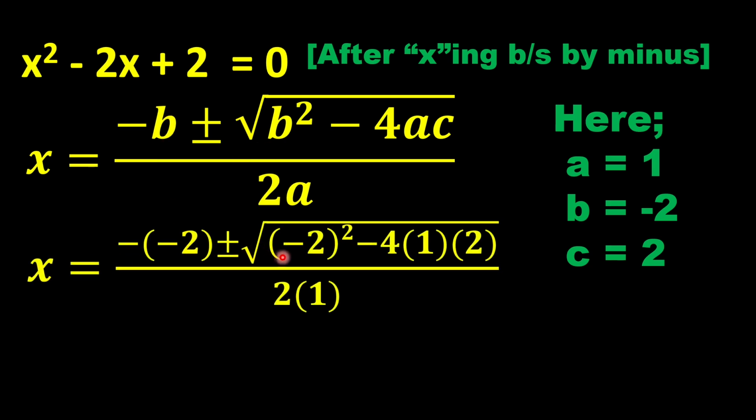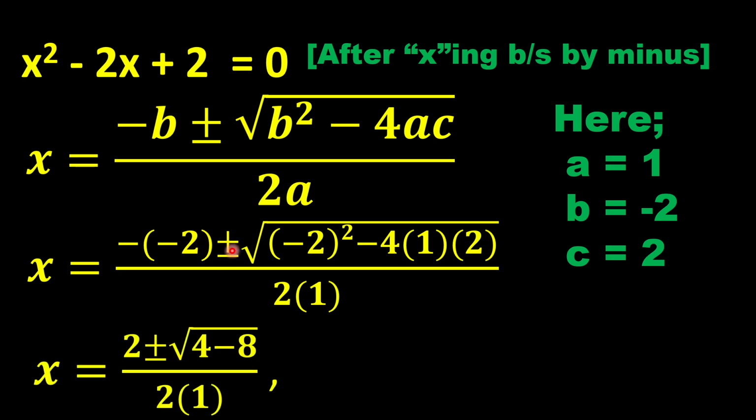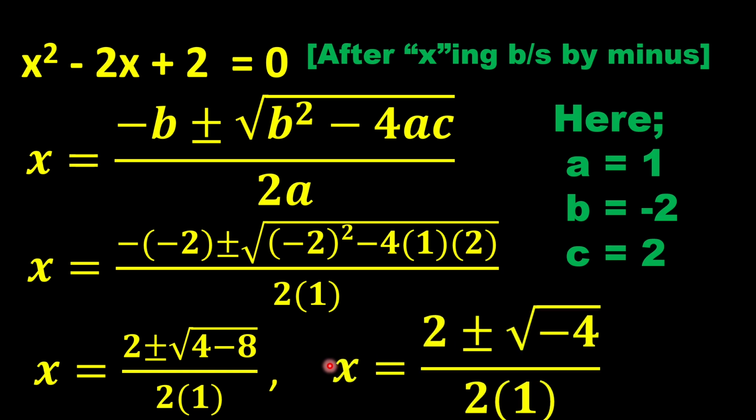So minus of minus 2, and minus 2 square minus 4, a is 1 and c is 2, and similarly 2a, a is 1. So this minus multiplied with this minus will become 2, so this will become 2 plus minus square root of 4 minus 8. Now 4 minus 8 will become minus 4. So x is equal to 2 plus minus under root minus 4 divided by 2 into 1.